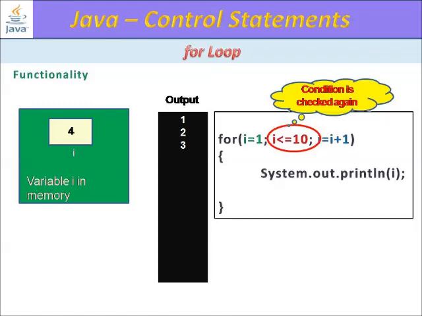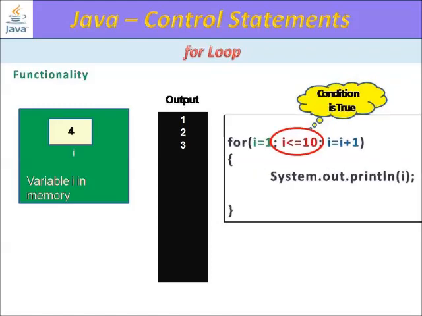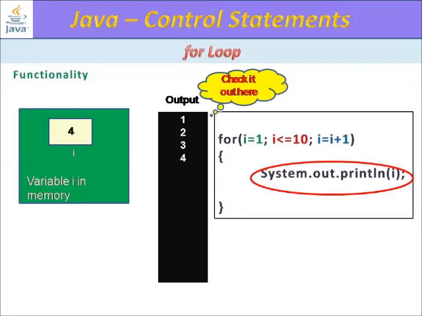Again we are checking, the current value of I is equal to 4. 4 less than or equal to 10, right? So this condition is true. When this condition is true, what happens? Once the condition is true, it will execute the body of the for loop. That is, it is going to print the value of I. The current value of I is 4, right? So you can see on this output 4 is printed.